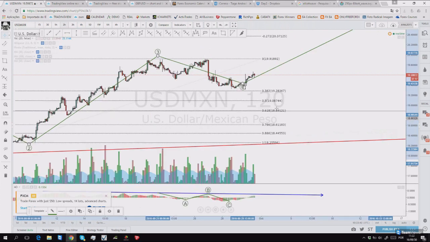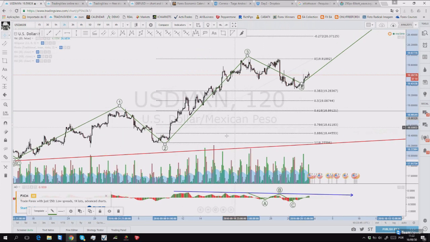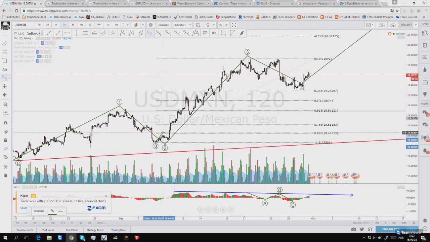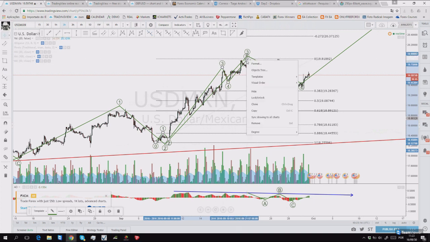Let's go into a lower time frame and try and divide this. And there's another rule that wave 5 usually has the same length as wave 1, but many times it does not, from what I've seen so far. So if you had wave 1 here, this could be an extended 3 and then a 5.